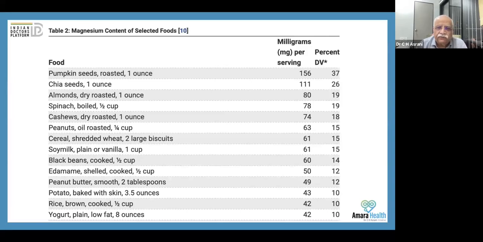Magnesium content of select foods. If you see now, pumpkin seeds roasted, 1 ounce, that is 30 grams, has 156 milligram and still only 37% of daily need. So generally, diet is not a very good source. Chia seeds people find difficult to eat, and 1 ounce of dry roasted almonds is too much, almost 30-40 pieces.